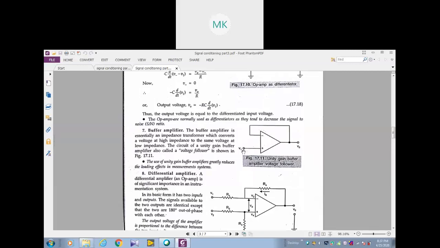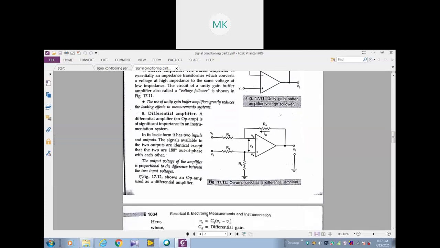It is a voltage follower. The output follows the input voltage, so output equals input. The input impedance is infinite. It acts as a buffer amplifier. When the input impedance is infinite, you can overcome the overloading problem of each stage.